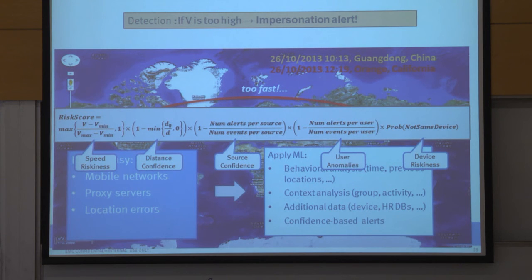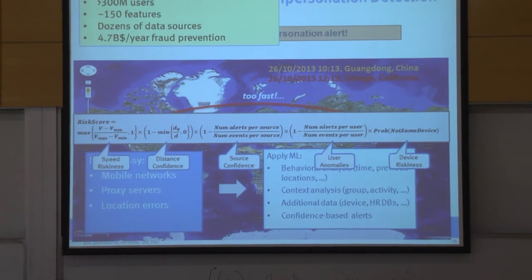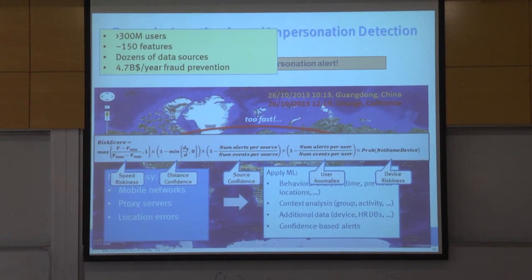And the bottom line of this is that we moved from a model that is really nice theoretically, but has no use because it had hundreds of alerts per day, to something that actually works over 300 million users and more, with a lot of features and a lot of data sources, and it saves a lot of money at the end because it's applied mainly to online banking systems, not only to corporates. And this is some estimation of the actual dollars that we save at the end. It's always nice to present something like this.